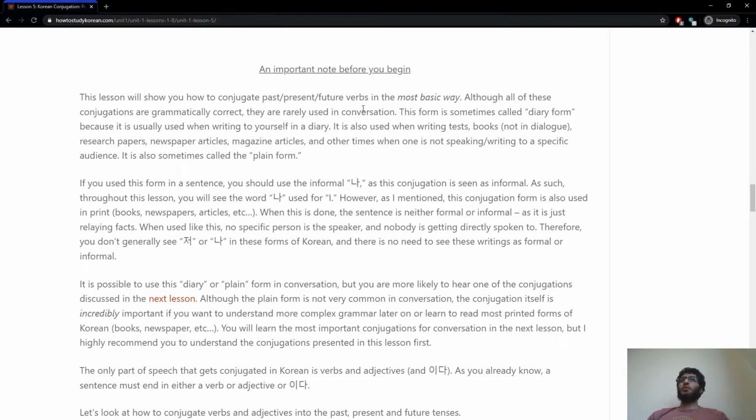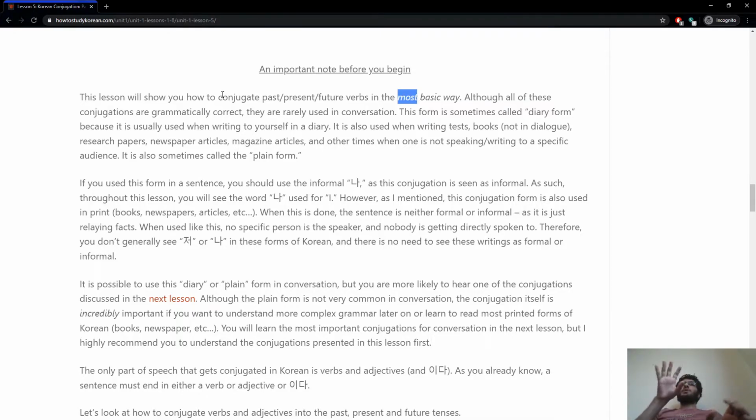An important note before you begin. This lesson will show you how to conjugate past, present, future verbs in the most basic way. Although all of these conjugations are grammatically correct, they're rarely used in conversation. Okay, what's going on? We learned how to conjugate and we still can't use them in conversation? Well, Korean conjugation has a basis, and then you can insert formalities and things like that.